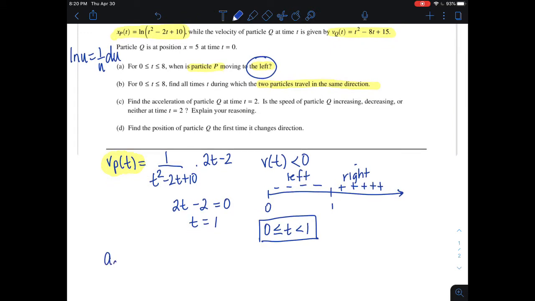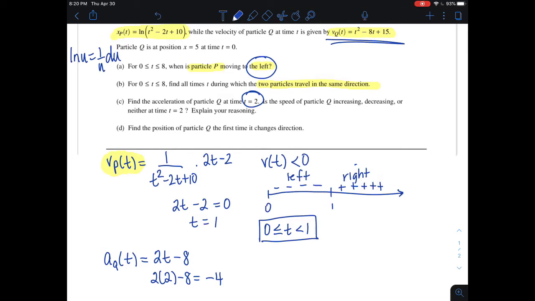Okay, so we're talking about finding the acceleration of particle Q. The acceleration of Q is going to be the derivative of the velocity of Q. If I take that derivative, that's 2t minus 8. You're specifically looking at it when t equals 2, so 2 times 2 minus 8 comes out to be negative. So at least acceleration is negative.